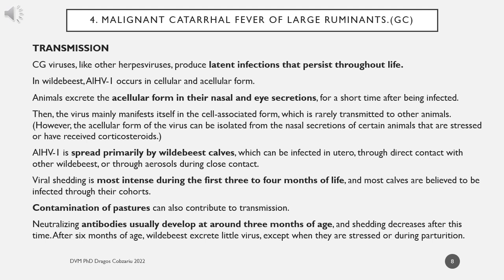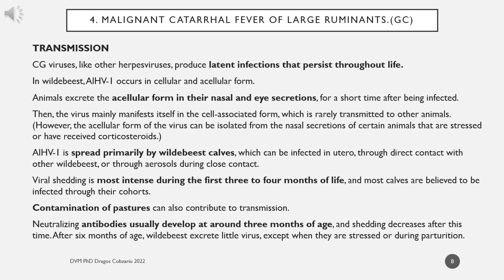In wildebeest, AlHV-1 occurs in cellular and acellular form. Animals excrete the acellular form in their nasal and eye secretions for a short time after being infected. Then, the virus mainly manifests itself in the cell-associated form, which is rarely transmitted to other animals. However, the acellular form of the virus can be isolated from the nasal secretions of certain animals that are stressed or have received corticosteroids.